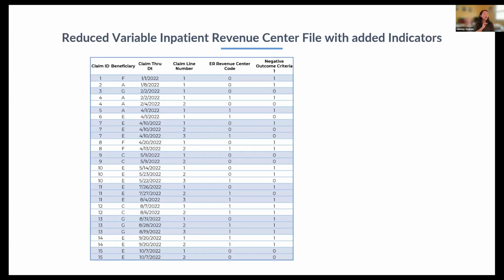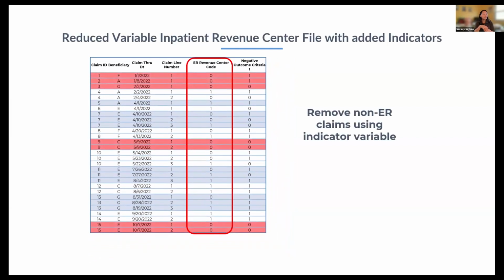So here we have a reduced variable inpatient revenue center file with our added indicators. We have an indicator for emergency room revenue center codes, and then we have an indicator for our negative outcome criteria. The first thing we want to do is remove the non-ER claims using the indicator variable. If you see zeros in the ER revenue center code column, that's because the claim overall has at least one in it.